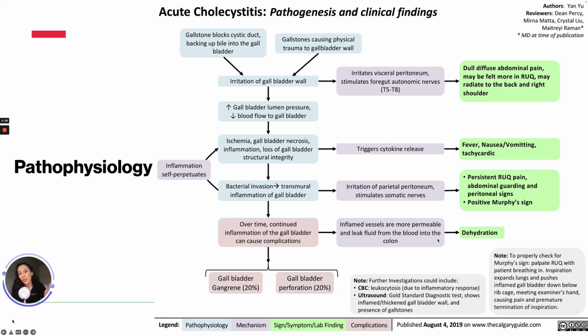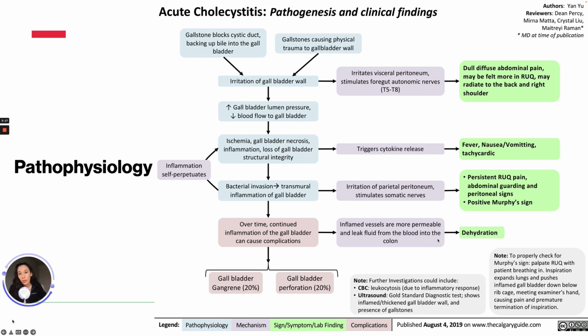We can also see that the bacterial invasion causes inflammation, which self-perpetuates that cycle. Over to the right, irritation of the gallbladder wall irritates the visceral peritoneum, stimulating autonomic nerves, which can lead to a dull, diffuse abdominal pain felt more in the right upper quadrant and may radiate to the back and the right shoulder. Ischemia, gallbladder necrosis, and inflammation trigger a cytokine release, which leads to fever, nausea, vomiting, and tachycardia. The bacterial invasion irritates the parietal peritoneum, stimulating somatic nerves, so we may see persistent right upper quadrant pain, abdominal guarding, peritoneal signs, and a positive Murphy's sign.